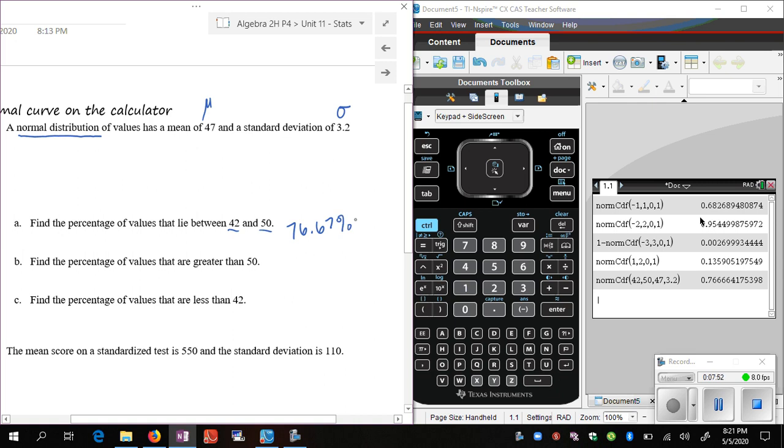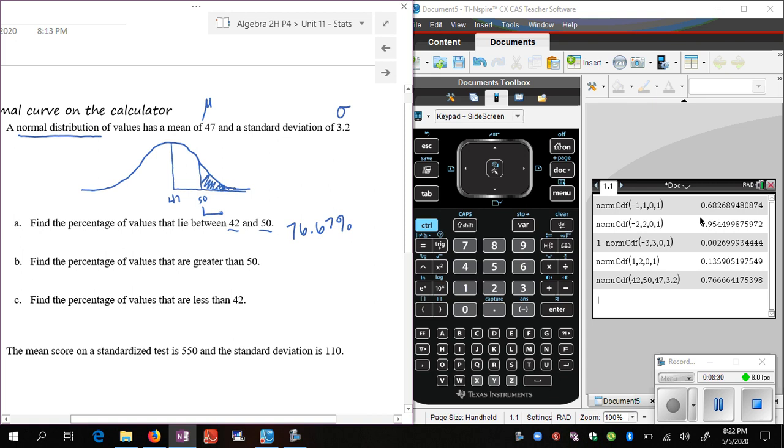Find the percentage of values that are greater than 50. This is kind of hard to wrap our heads around, but if I think about part B as a bell curve, 47 is right in the middle. 50 is somewhere over here, just shy of 1 standard deviation above the mean. And it's asking us to calculate the percentage of values 50 and beyond. So we're essentially calculating all that area under the curve there.